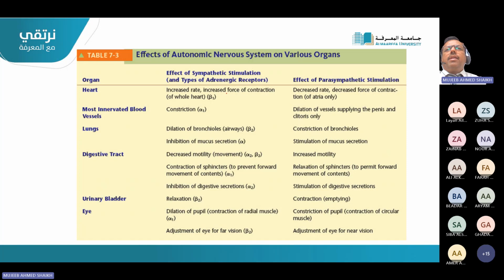Okay, effects of the autonomic nervous system on various organs. What is the effect of sympathetic on the heart and what is the effect of parasympathetic on the heart? So starting with the heart. The heart is stimulated by the sympathetic nervous system in the form of increased heart rate and increased force of contraction, and this is through beta 1 activity. Beta 1. How many hearts do we have?